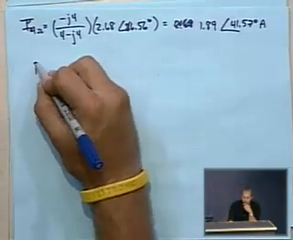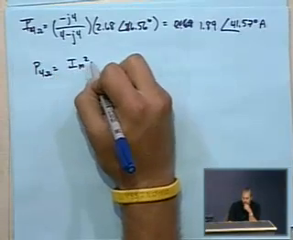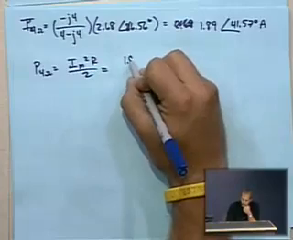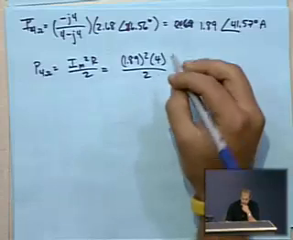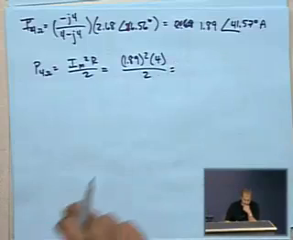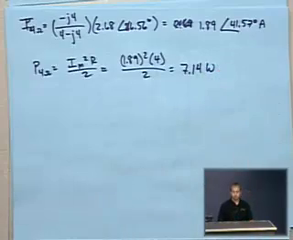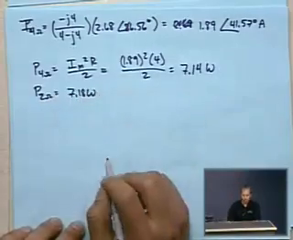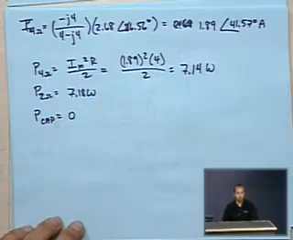So now we have the current. Power in the 4 ohm resistor will be that current squared, I m squared times R divided by 2, which is 1.89 squared times 4 divided by 2, which is 7.14 watts. Again, the power in the 2 ohm resistor had been 7.18 watts. And the power in the capacitor is 0, at least the average power.